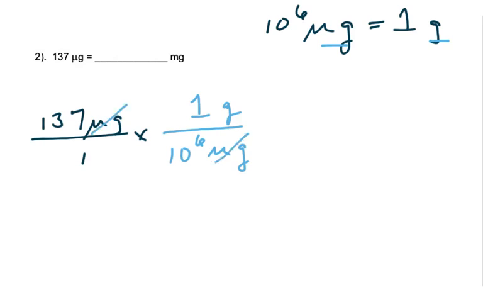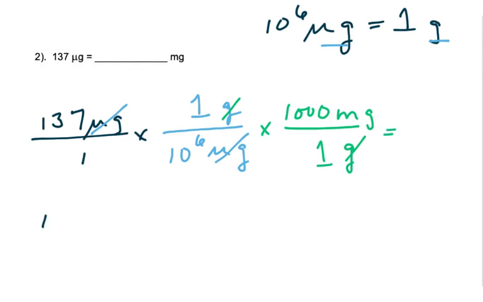We're left with grams. We didn't want grams. We want to have milligrams. So we're going to put grams in the denominator, milligrams in the numerator. There are 1,000 milligrams in every 1 gram. The grams cancel, and you're left with milligrams. So now we are ready to do our multiplication.